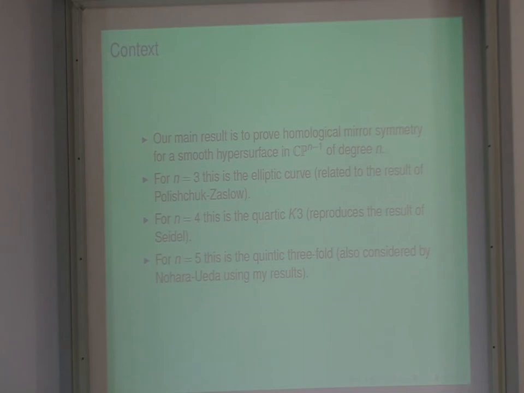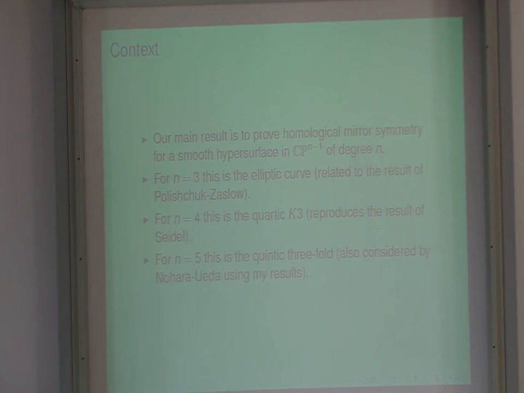This result is closely related to the result of Polishchuk and Zaslow in this case. In case n equals 4, this is the quartic K3 surface, and this reproduces Seidel's result in this case. And this is an appropriate time to say, this was the blueprint for everything. I mean, a lot of credit is due to Paul in this result, both for his previous work and all the help he gave me with my advice.